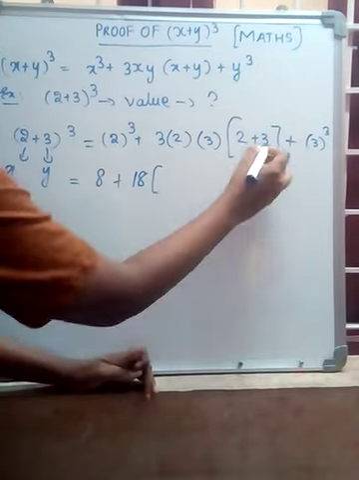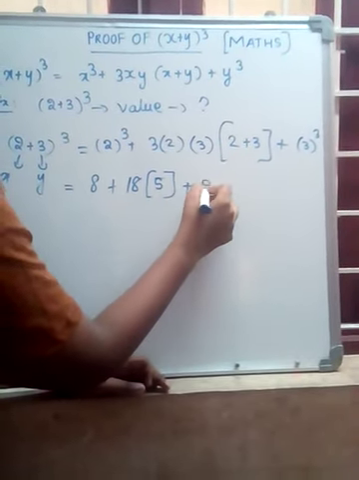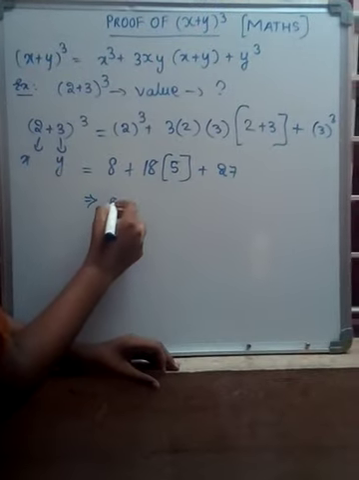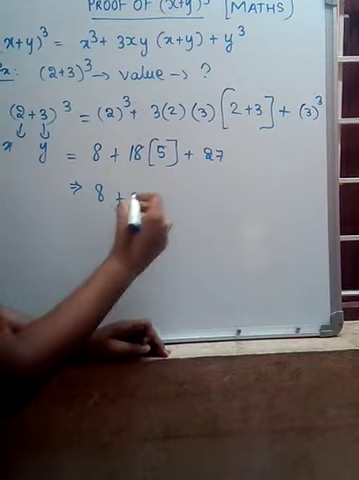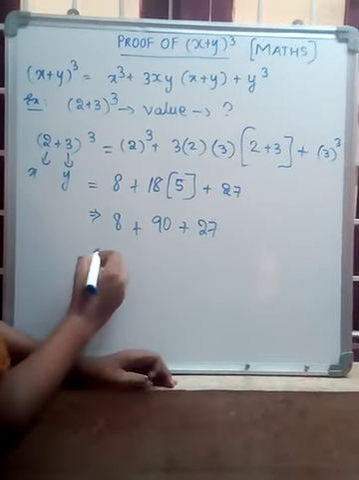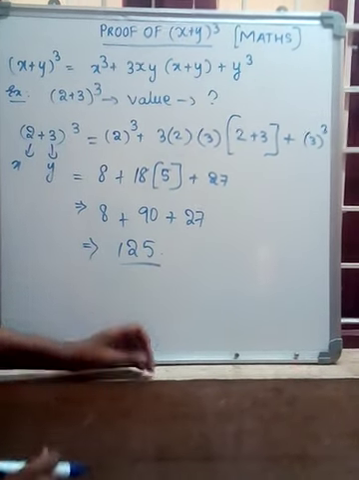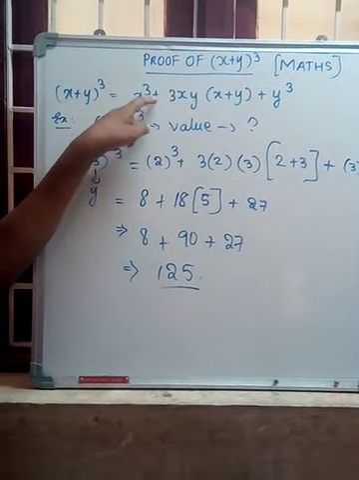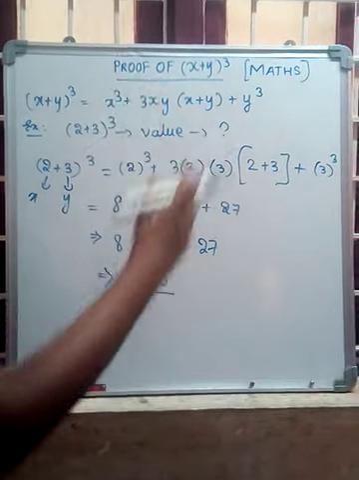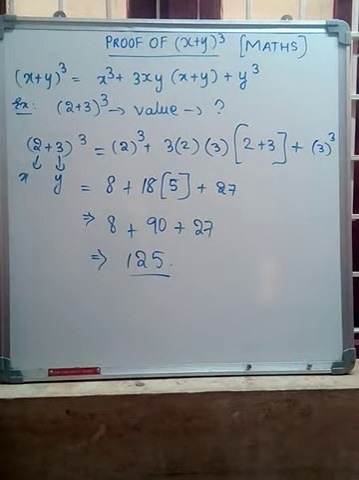Into 2 plus 3, it is 5. Plus 27. 8 plus 18 5s are 90, plus 27, which is 125. The RHS side, that is x cube plus 3xy into x plus y plus y cube, is 125. Now we have to satisfy the LHS.